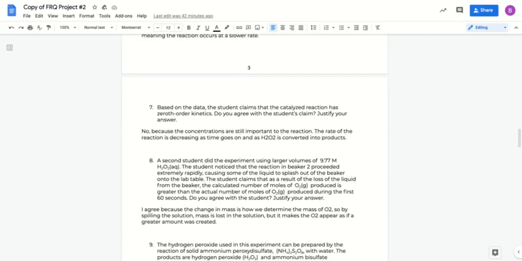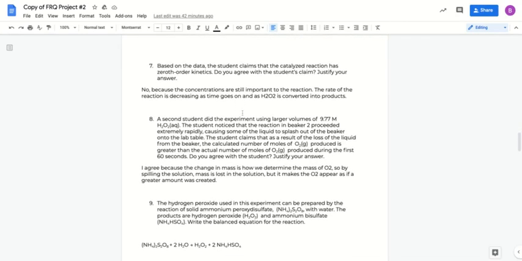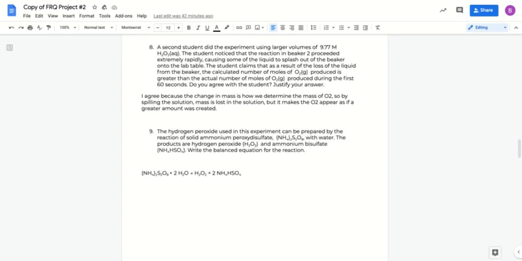Question 7 says some student claims that it's a 0th order reaction, but we didn't think that's true, because the concentration is going down and the reaction will occur at a slower rate, and that wouldn't happen if it was 0th order.